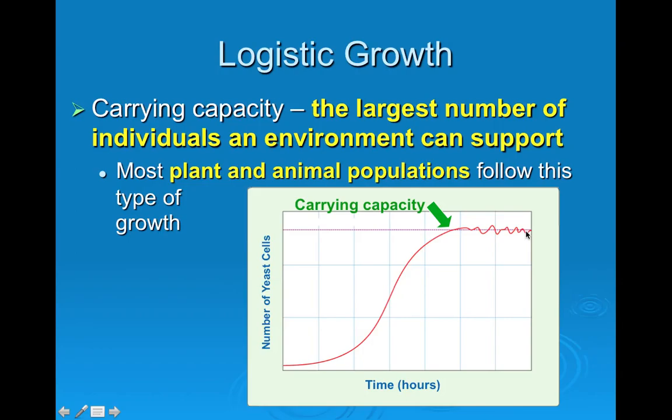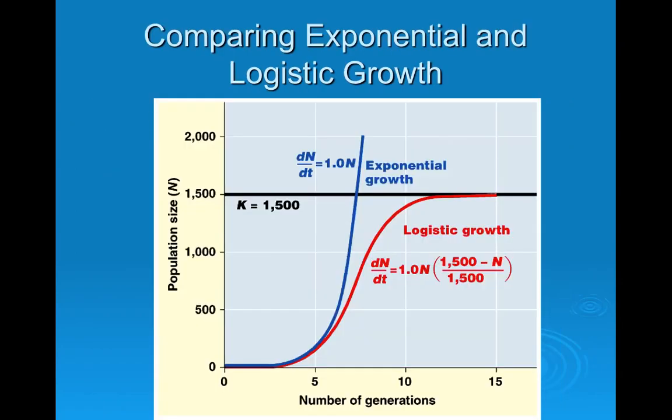So most plant and animal populations follow this type of growth. And here's just what they look like next to each other. You have logistic growth in red, where you have that massive increase in population size, and eventually it levels off. But exponential growth just keeps going and going and going. And we will learn later that exponential growth is not sustainable. At some point, the population will crash.